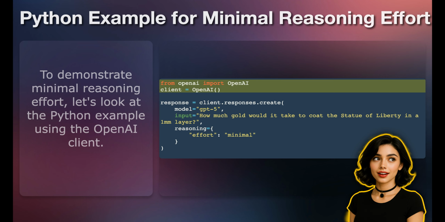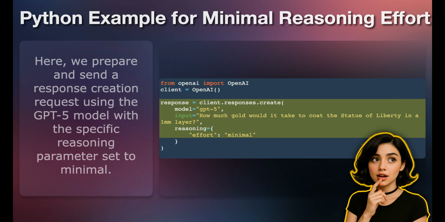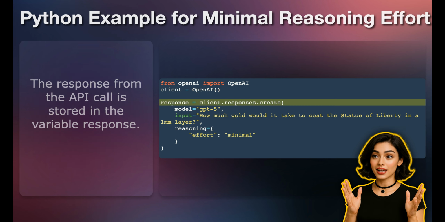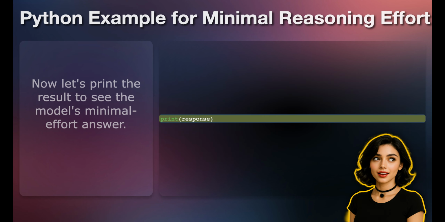To demonstrate minimal reasoning effort, let's look at the Python example using the OpenAI client. Here, we prepare and send a response creation request using the GPT-5 model with the specific reasoning parameter set to minimal. The reasoning effort parameter is specified in the dictionary, telling the model to use minimal reasoning for a faster response. The response from the API call is stored in the variable response. Now let's print the result to see the model's minimal effort answer.